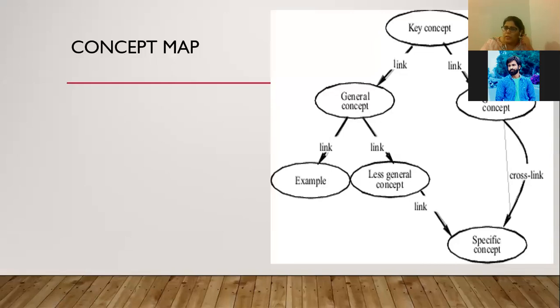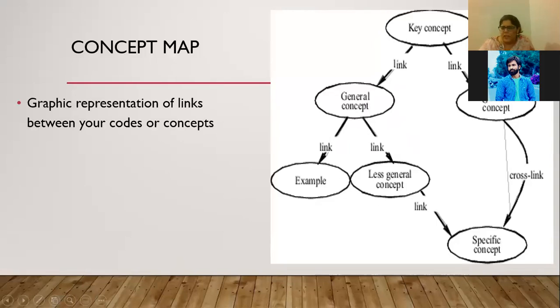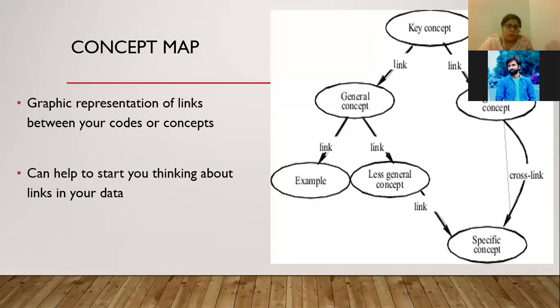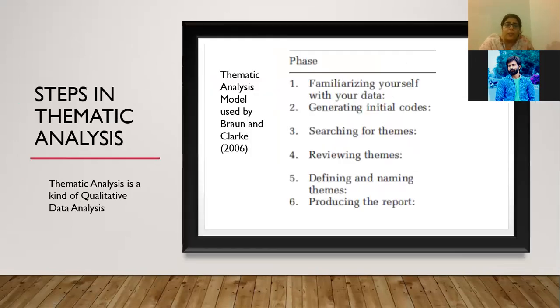How could you make a concept map? You can make a concept map like this. There's a key concept, you find a link with a general concept, you give an example or less general concept, and so on. So it's like a graphic representation. Some people work with visual aids much better than with words. So if you are one of those people, then you can use a concept map. It can help you start thinking about links in your data.